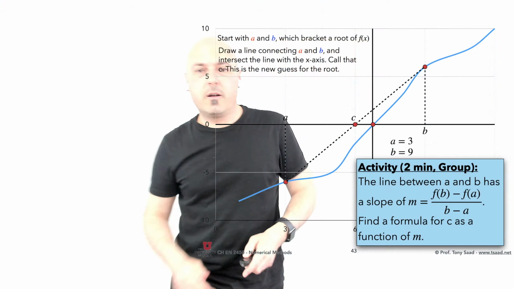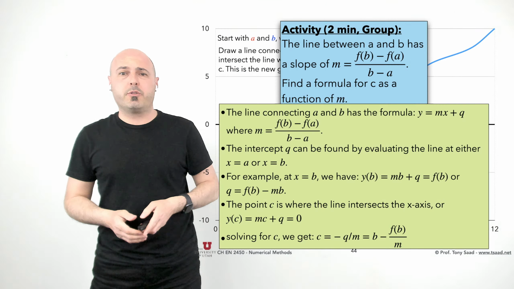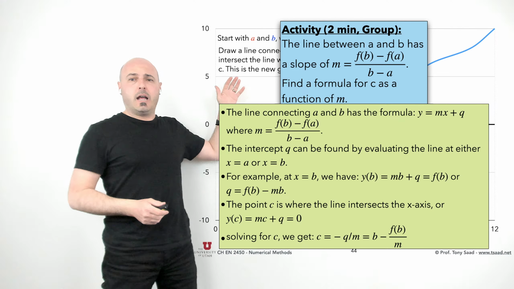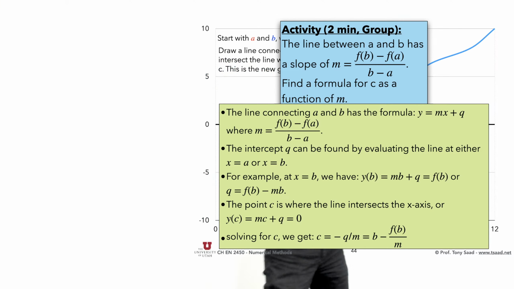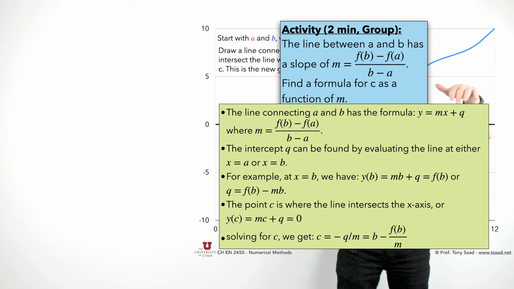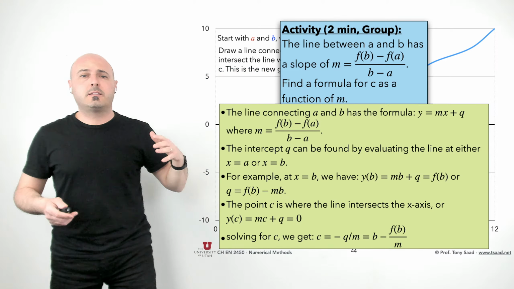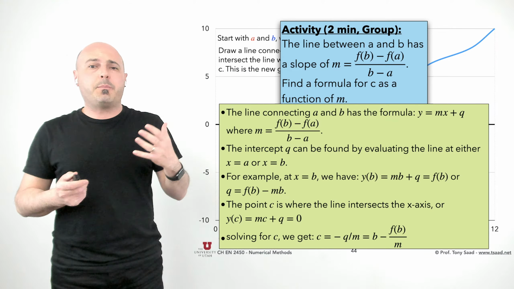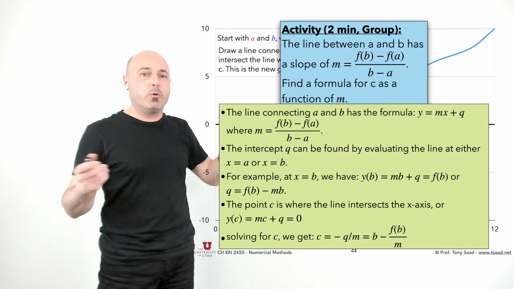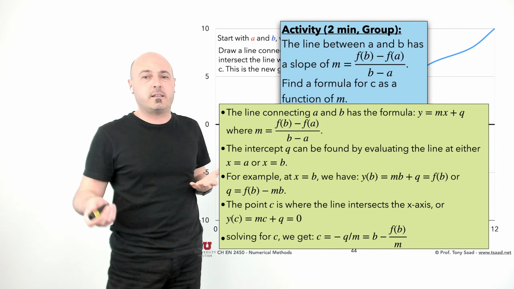All right, so here's how we do this. We know the slope of the line, and we're going to call that m. Now, I'm going to call the straight line formula mx plus q. So we know m. Our goal is to find x that makes this equation of the line equal to 0. So we need to find q. Q is simply the intercept and can be obtained by evaluating your straight line, y equals mx plus q, at any point, x equals a or x equals b.